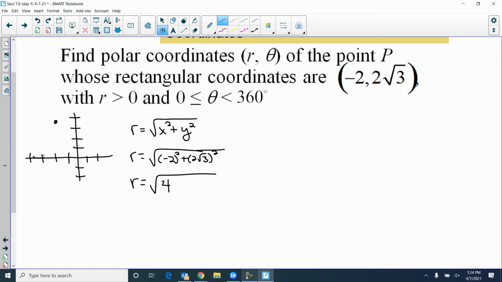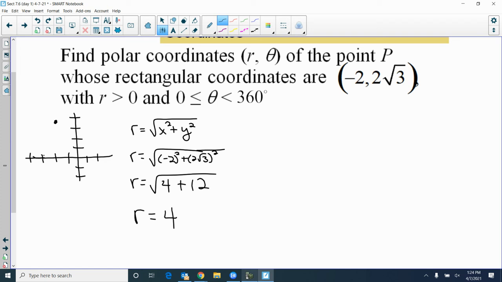2 square root of 3 squared. Jaden, what's that going to be? That's going to end up being 12, because you're taking 2 square root of 3 times 2 square root of 3. 2 times 2 is 4. Radical 3 times radical 3 is 3. You get 4 times 3, which is 12. 4 plus 12 is 16. Square root of 16 is 4. So it ends up being a nice number.